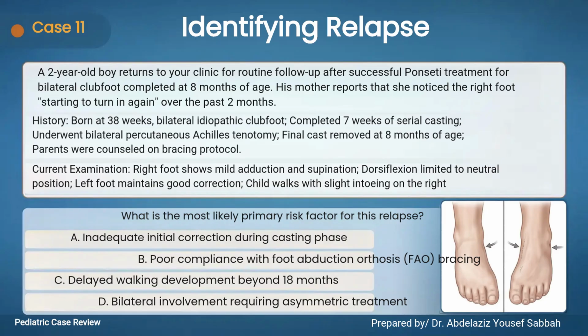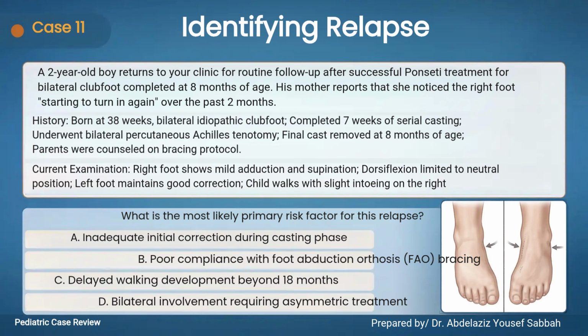Case 11. A 2-year-old boy returns to your clinic for routine follow-up after successful Ponseti treatment for bilateral clubfoot completed at 8 months of age. His mother reports that the right foot has been starting to turn in again over the past 2 months. History reveals bilateral idiopathic clubfoot, 7 weeks of serial casting, bilateral percutaneous Achilles tenotomy, and final cast removal at 8 months. Parents were counseled on the bracing protocol at discharge.